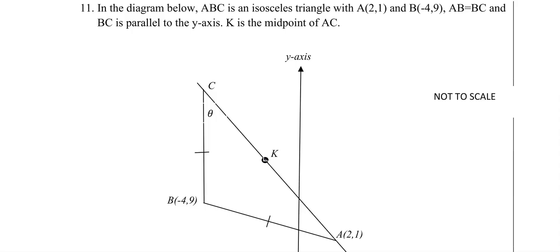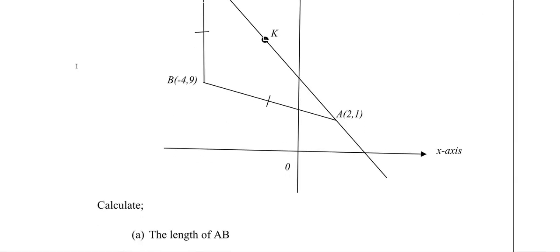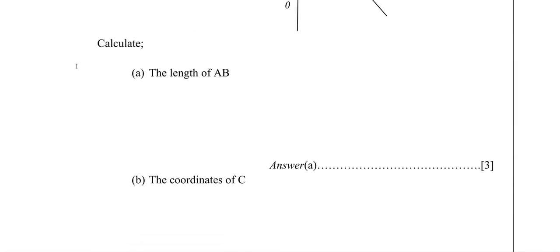Below, ABC is an isosceles triangle with A (2, 1), B (-4, 9), AB equals BC, and BC is parallel to the y-axis. A is the midpoint of AC. There is your diagram there, and you are told it's not drawn to scale, so you cannot use rulers to measure stuff there. First question, calculate the length of AB.